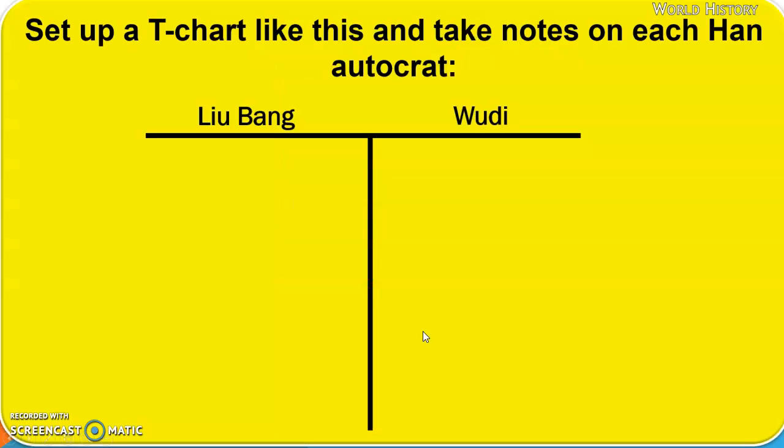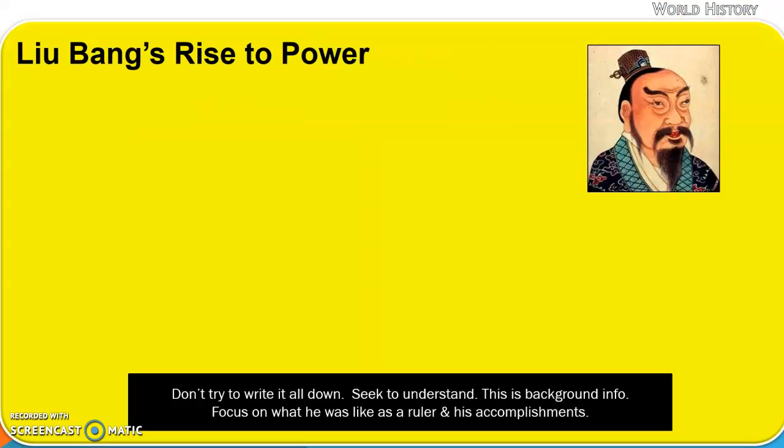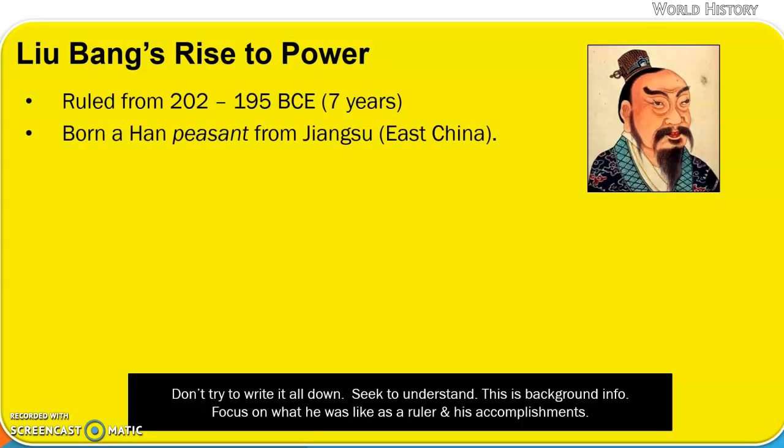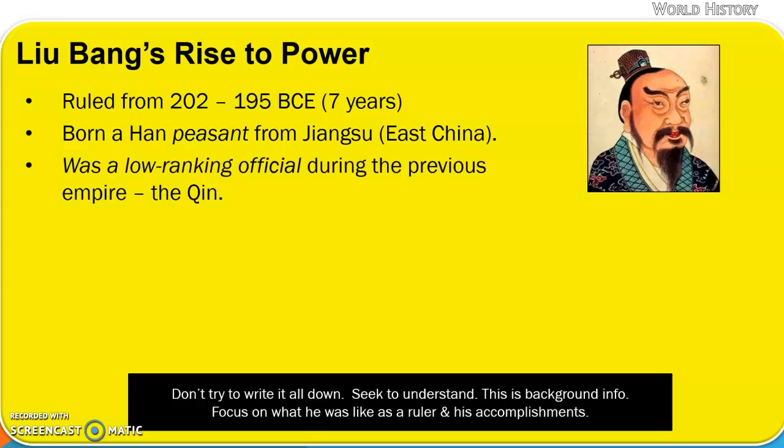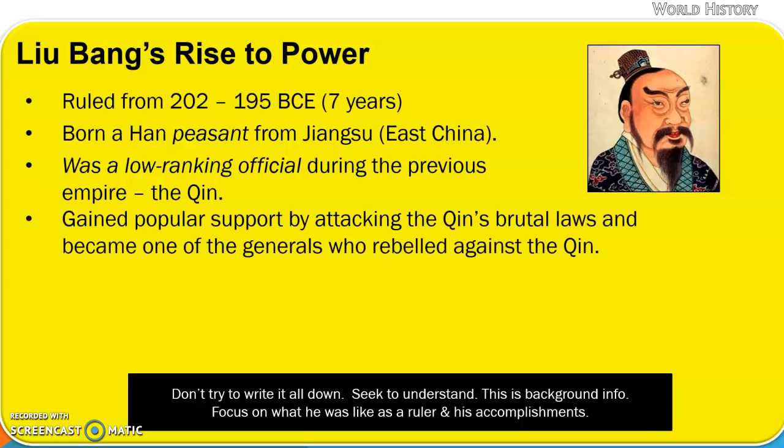Set up a T-chart like this. We're going to learn about Liu Bang now and Wu Di. You'll want to take some notes for each of these people as we go through it. Liu Bang's rise to power. He ruled from 202 to 195 BCE. You don't need to write all this down. This is really just background information. He was born a Han peasant. You could write down that he was born a peasant, so he didn't start as a high-ranking person.